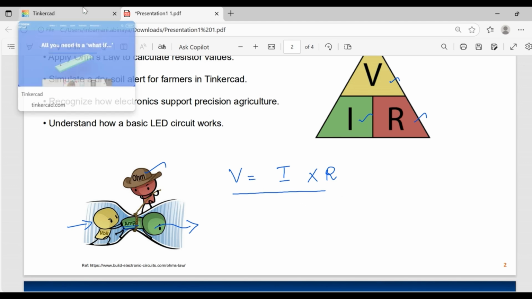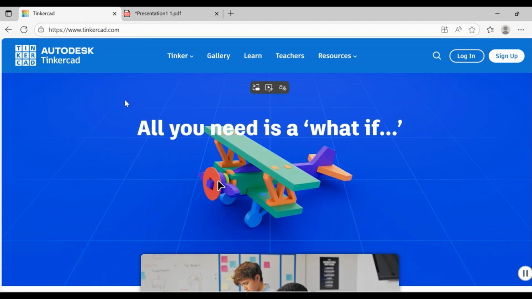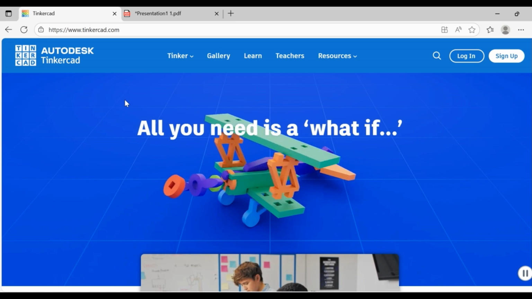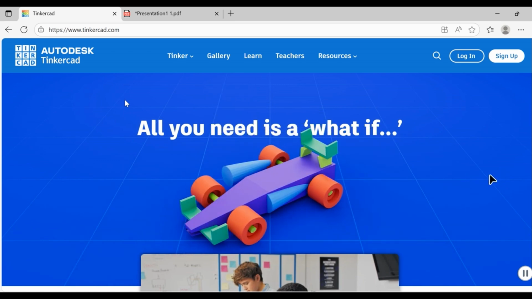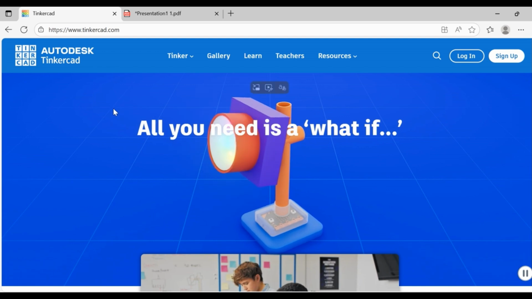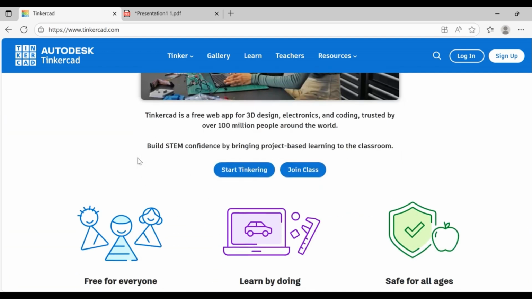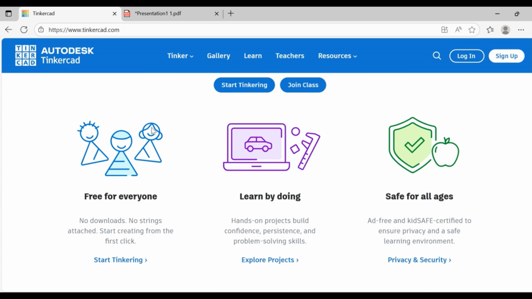You can go to your browser and type tinkercad.com. I will pause then and there so that you can do it along with me. Tinkercad is a free browser-based simulation tool by Autodesk that lets you design and test electronic circuits without requiring the physical components.